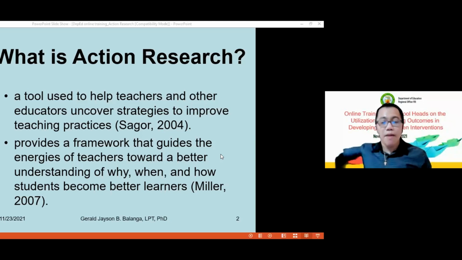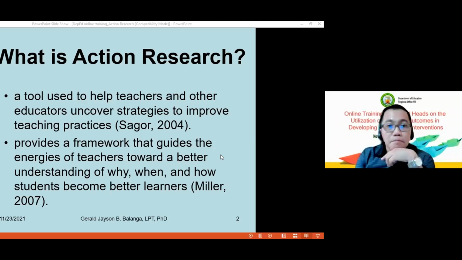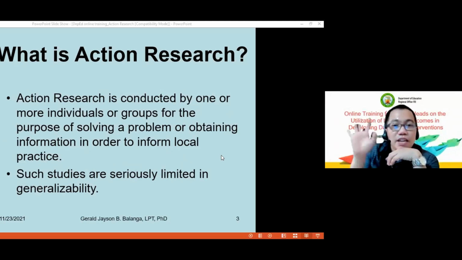That is why DepEd has intensified the campaign, or the DepEd has urged all teachers to do an action research. And hindi lang siya up to proposal stage lang. It should be up to implementation, completion, and even publication and presentation of the paper. Okay. So it is conducted by individuals or groups.